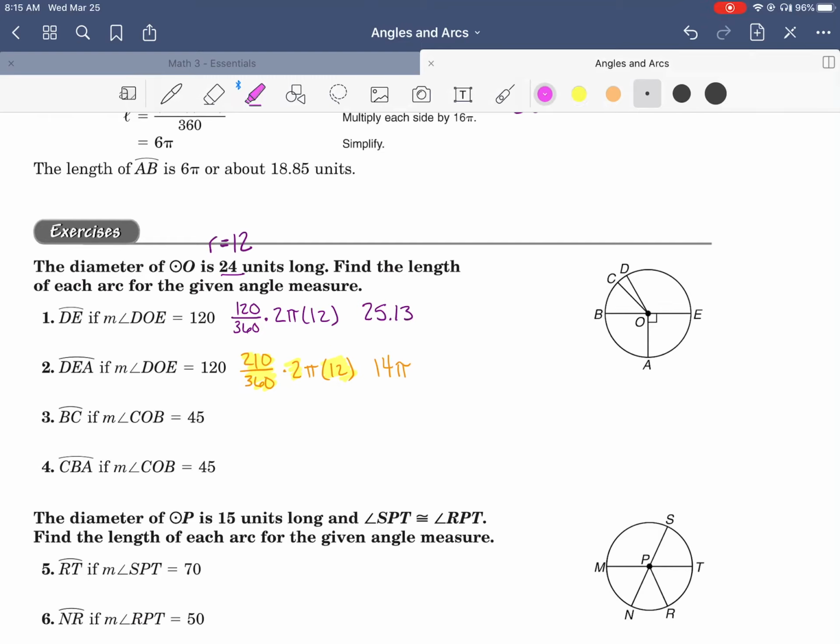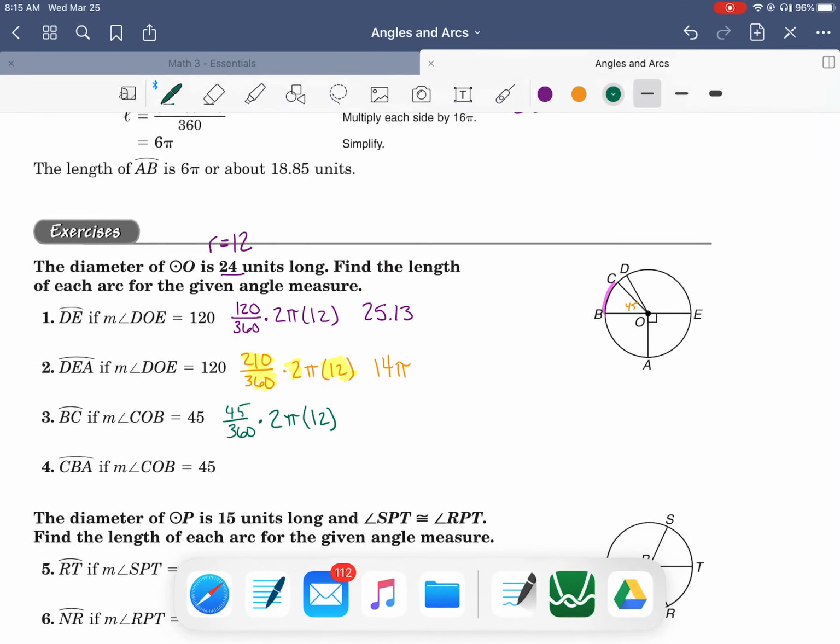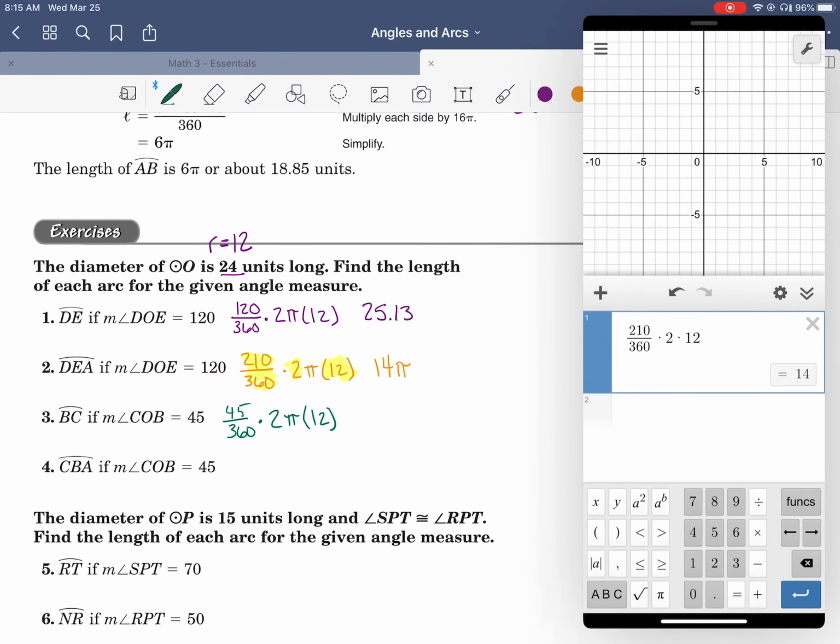So this time I want to find BC, so this little angle, if COB is 45. So we'll type in 45 over 360 times 2 pi, and my radius is staying 12 all along. Okay. So 45 over 360 times 2 times 12 is 3. And because I didn't type in the pi, I'm just going to bring the pi along.